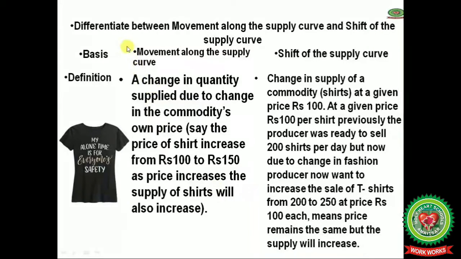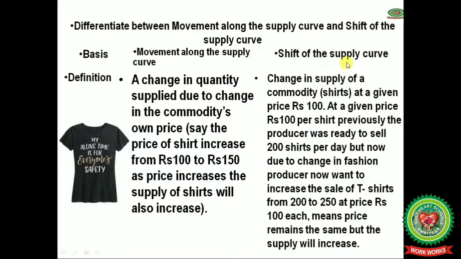Now next one is we will discuss the difference between movement along the supply curve and shift of the supply curve. Movement along the supply curve. Definition: a change in quantity supplied due to change in commodity's own price. Say the price of a shirt increases from rupees 100 to 150. As the price increases, the supply of shirts will also increase. So positive relationship and upward sloping supply curve from origin to upward.